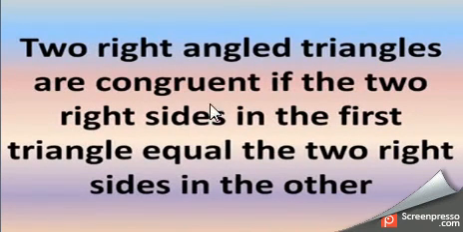The two right-angled triangles, a special case. Who can tell me the types of triangle according to its angles? It is an acute-angled triangle, mister, a right-angled triangle, and an obtuse-angled triangle. Okay, mister. Two right-angled triangles are congruent if the two right sides in the first triangle equal the two right sides in the other triangle. Mister, I can't understand. Okay, I will explain to you.